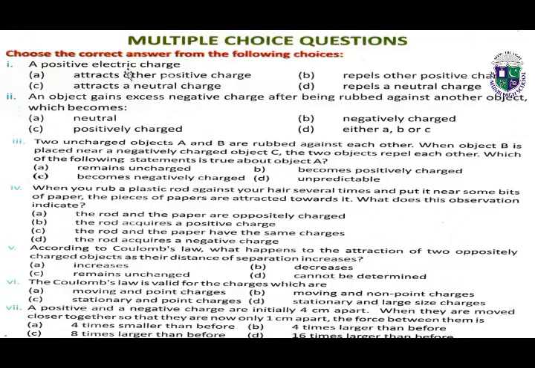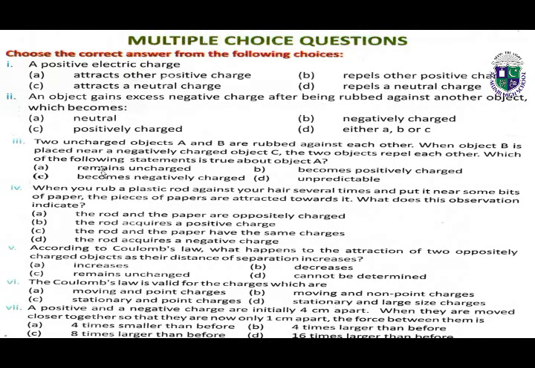Number 1, a positive electric charge. Four options are given and we have to pick the right option. Number 2, an object gains excess negative charge after being rubbed against another object, which becomes. Number 3, two uncharged objects A and B are rubbed against each other. When object B is placed near a negatively charged object C, the two objects repel each other. Which of the following statements is true about object A?